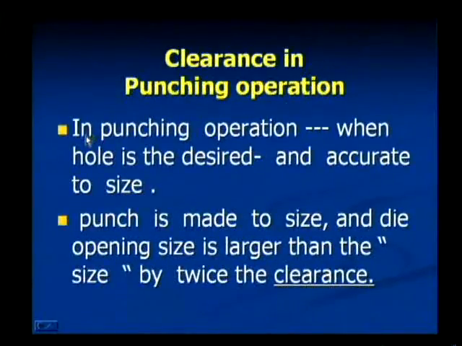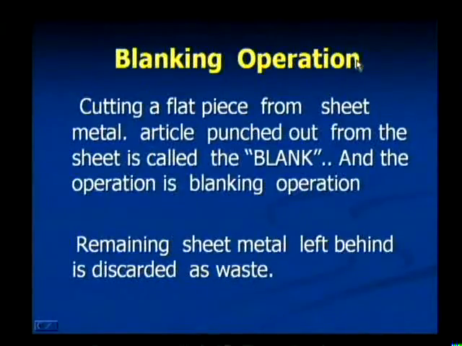Clearance in punching operation. In punching operation, when the hole is the desired part and must be accurate to size, the punch is made to size and the die opening is larger than the size by twice the clearance, which we have discussed by showing the diagram. Now, blanking operation. Cutting a flat piece from a sheet metal is nothing but blanking. The blank metal article punched out from the sheet is called the blank, and the operation is called blanking operation. The remaining sheet metal left behind is discarded as waste.